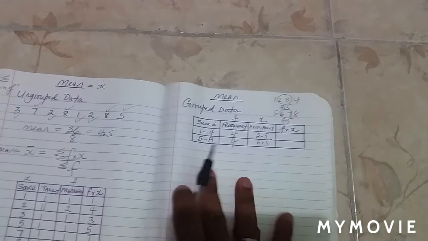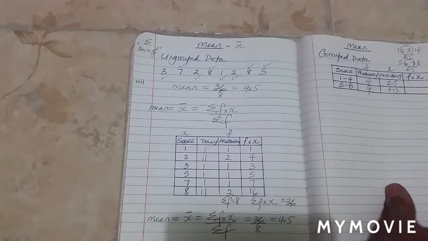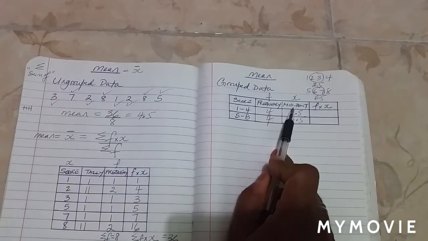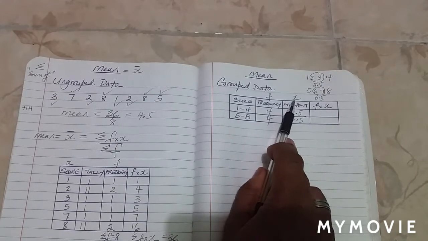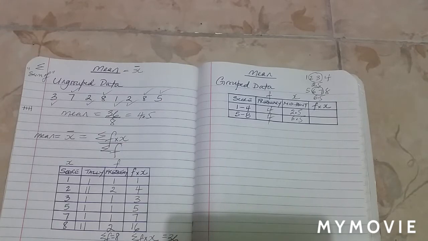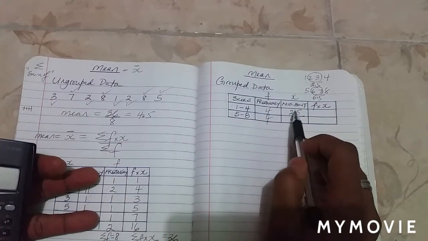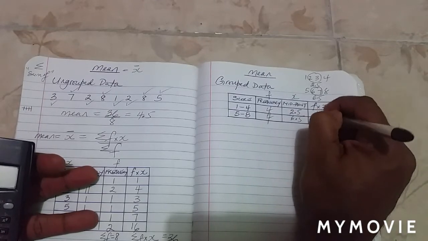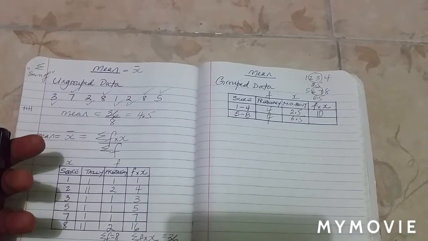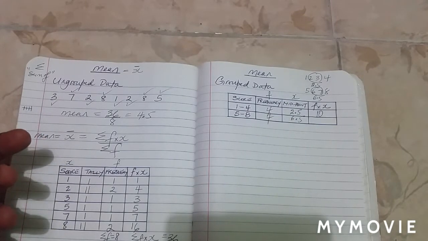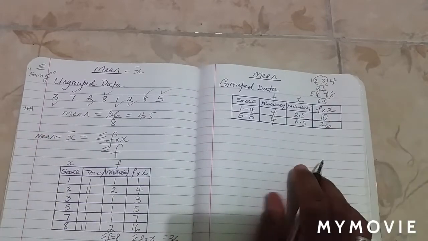So note now the big difference. With the ungrouped data, the individual scores are X. But with the group data, it is the midpoint of each class that is going to be called X. Now, F times X is simply multiplying this value by this value. So 4 times 2.5, well, that's just 10. And 4 times 6.5, well, that is 26.